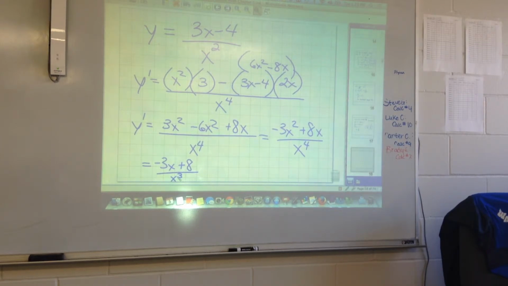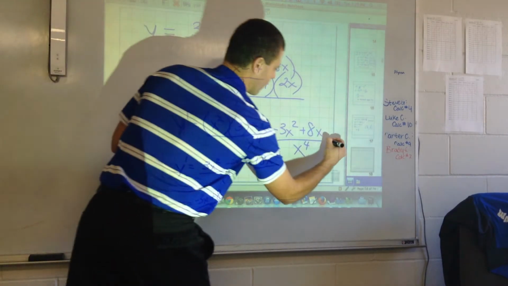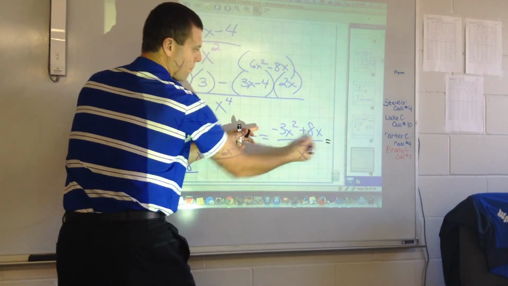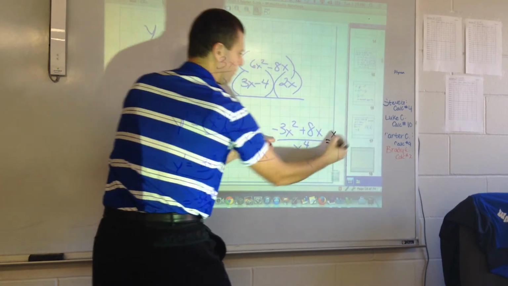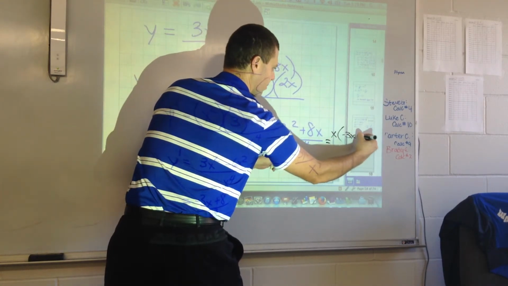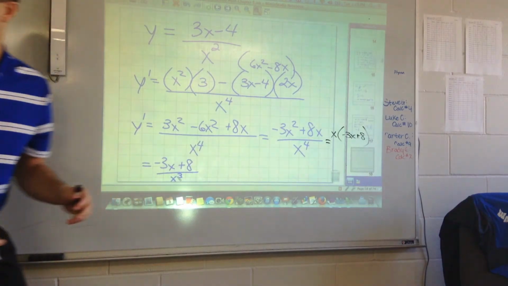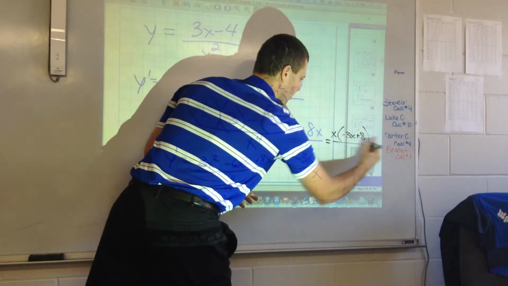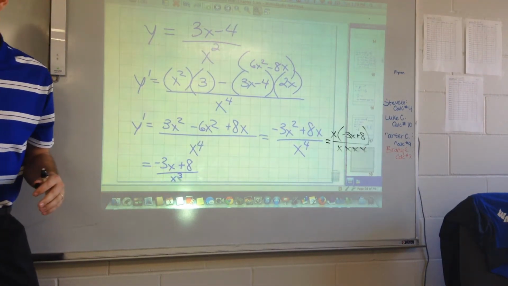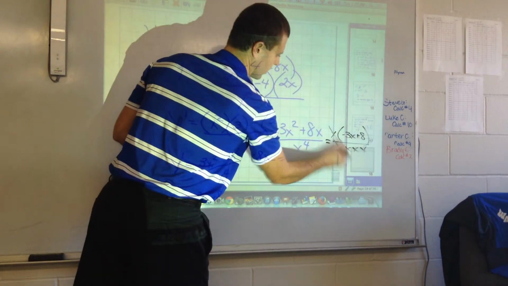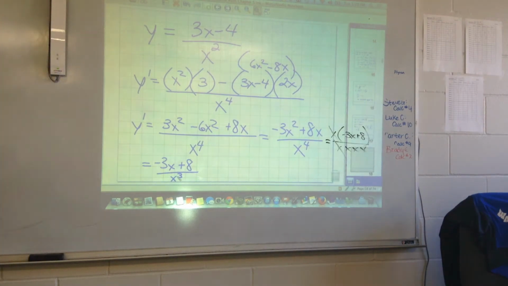That's what we got actually. To visually see it, both of these have a greatest common factor of x, so I'd be left with negative 3x plus 8 on top. There's x on the bottom, and so this one can cancel one of those. That makes sense then? Okay.